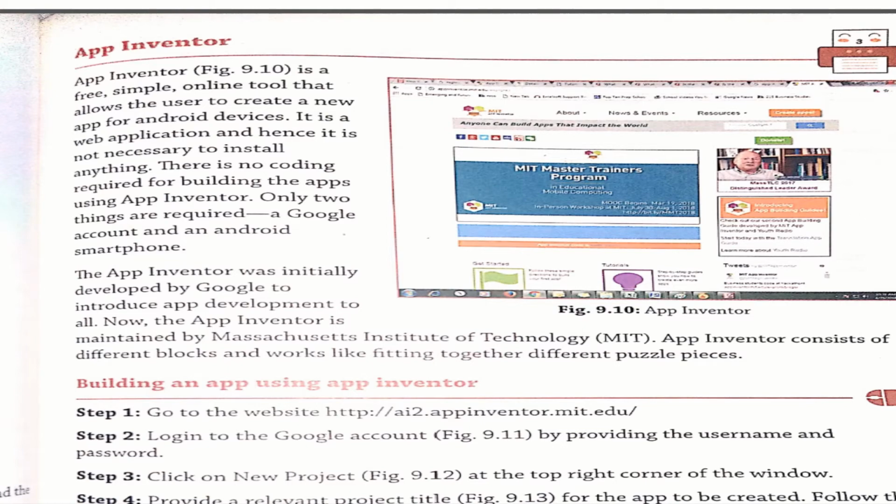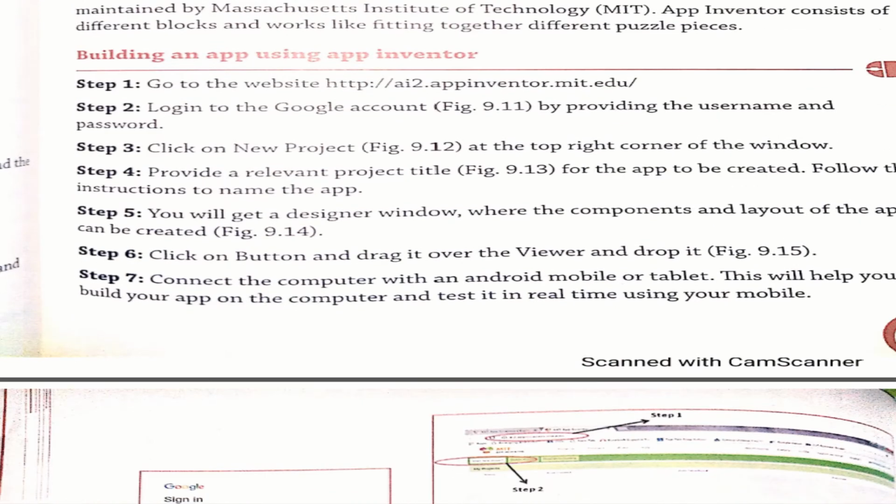How to build an app using App Inventor? You need to perform some steps. First, you need to go to the website ai2.appinventor.mit.edu. This is the website name. Next, you need to log in with the Google account. You all have a Google account. You need to enter the correct username and password. Next, click on New Project at the top right corner, which will be available there.